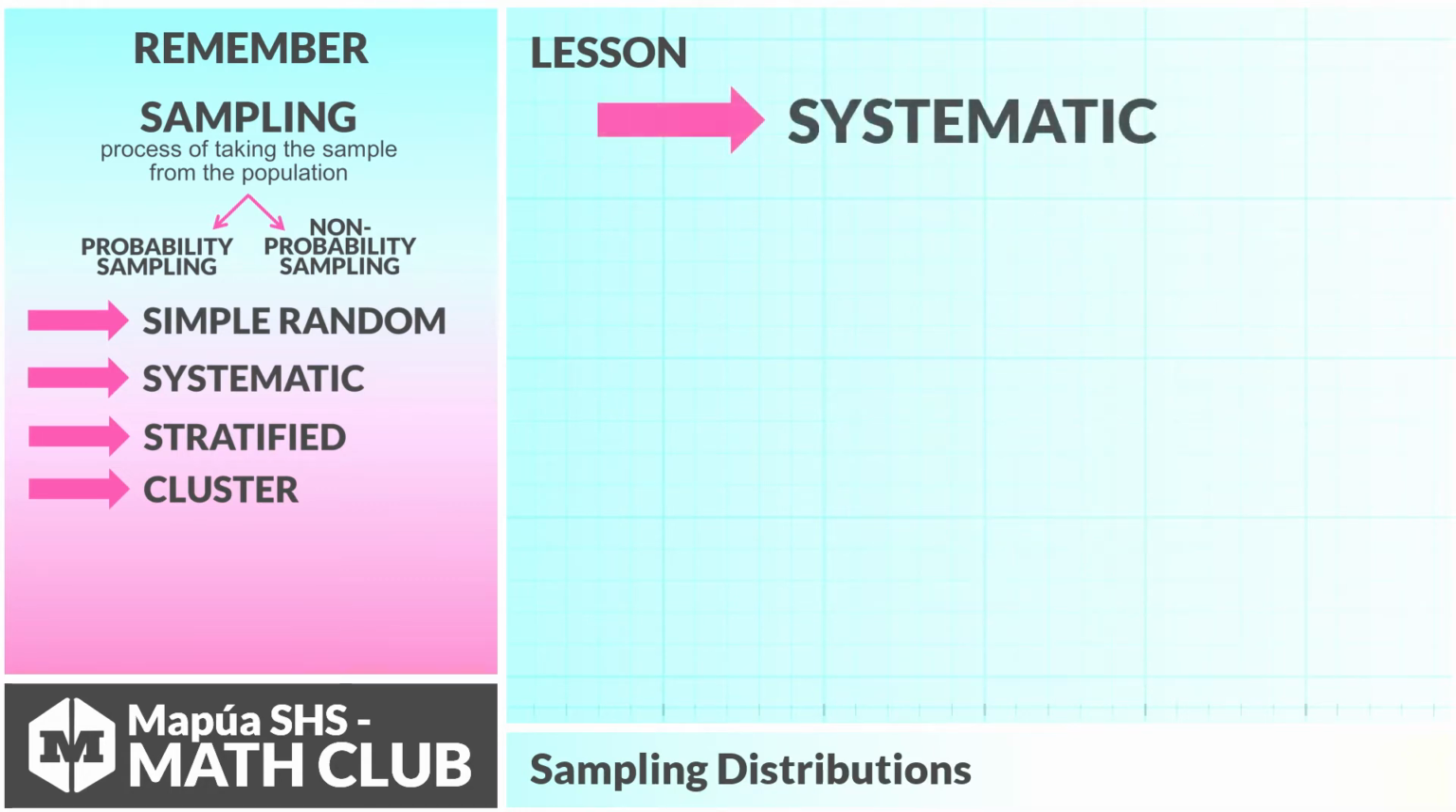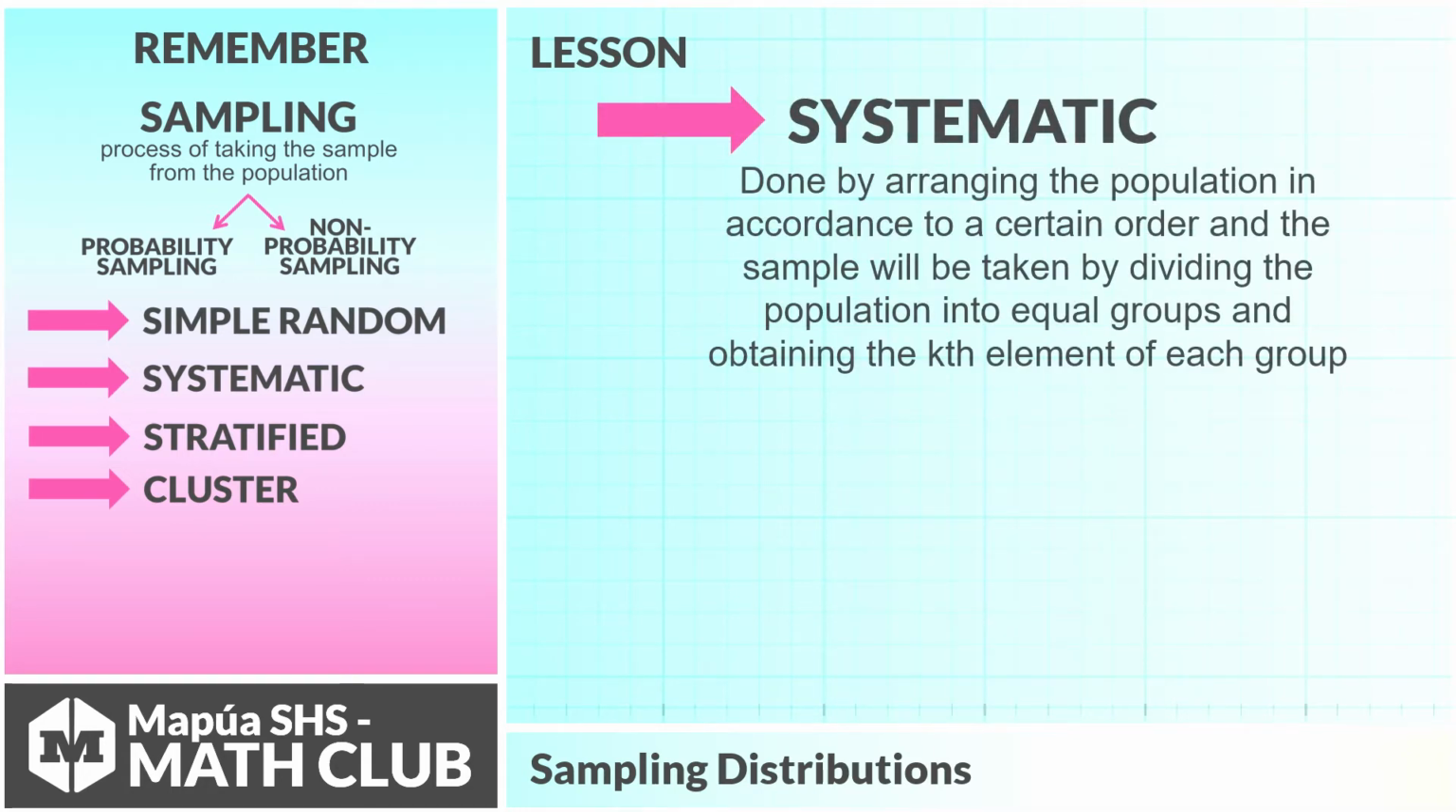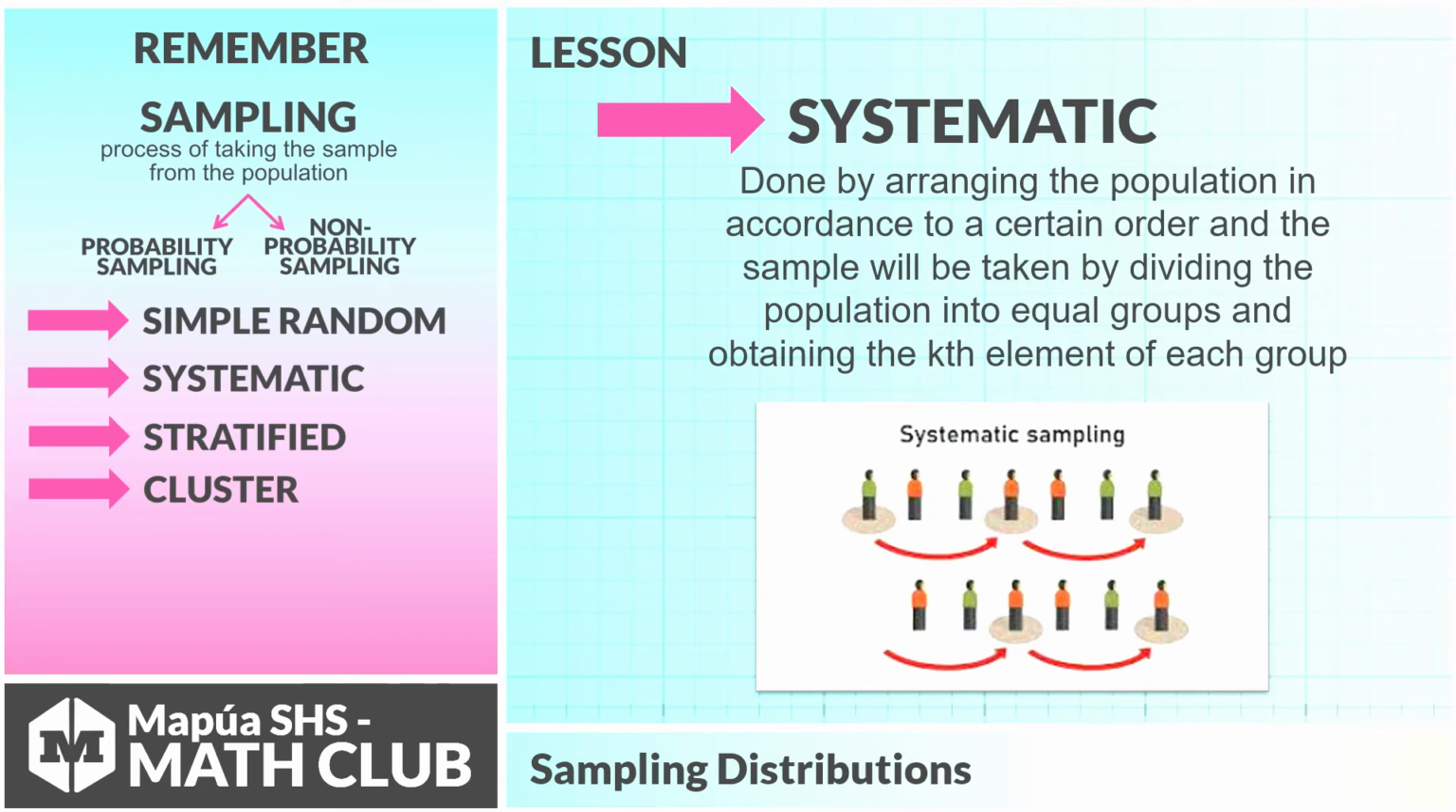Moreover, systematic sampling is conducted by arranging the population based on a particular order, and the sample that will be taken will be divided through the arrangement into equal groups, obtaining the nth element in each group. An example of this is getting the temperature of a patient with fever every 4 hours.